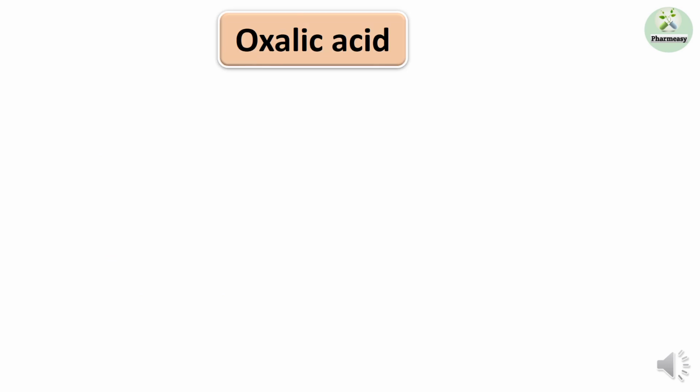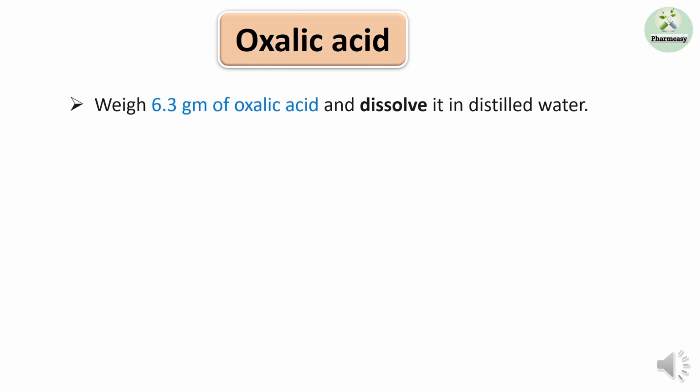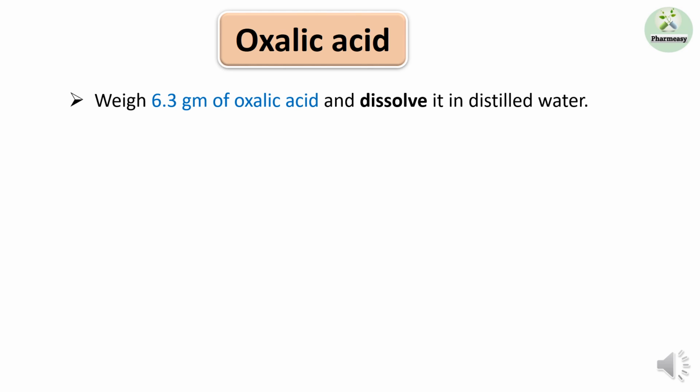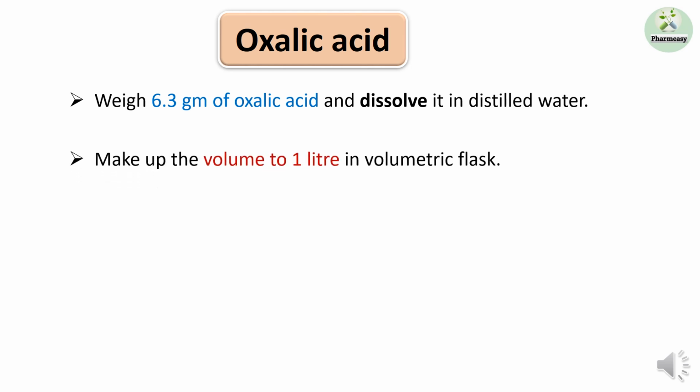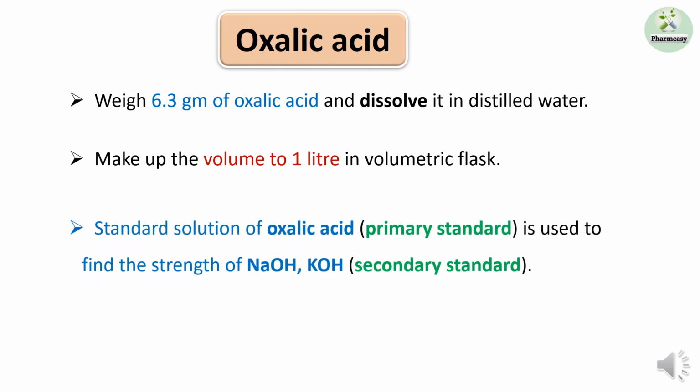So, first one is oxalic acid. Its method of preparation is about 6.3 gram of oxalic acid is weighed accurately and dissolved in distilled water, and then make up the volume to 1 liter in a volumetric flask. The standard solution of oxalic acid, which is a primary standard solution, is used to find the strength of sodium hydroxide and potassium hydroxide, which are secondary standard solutions.